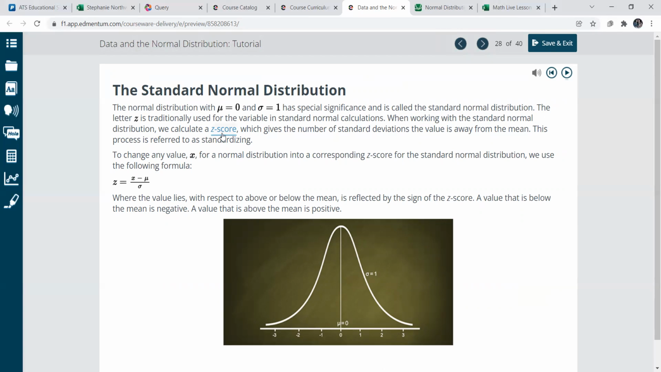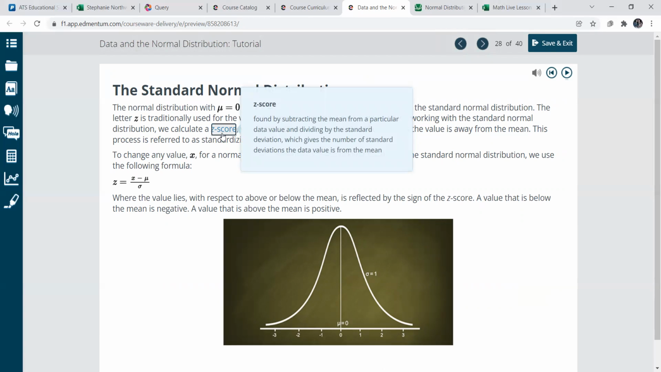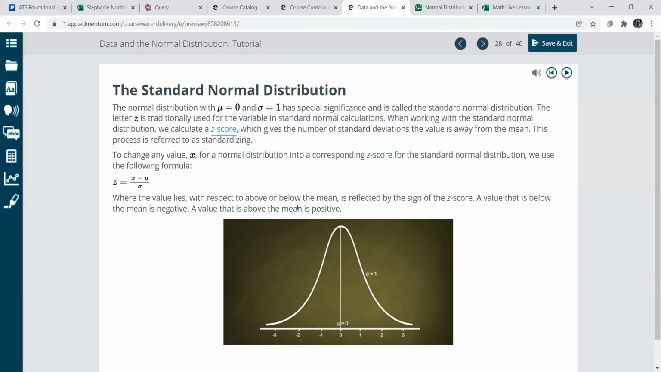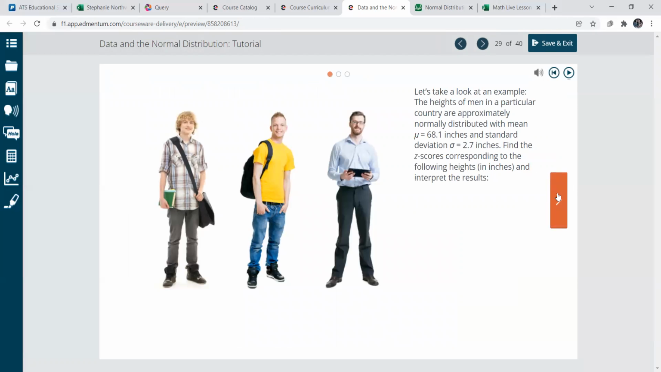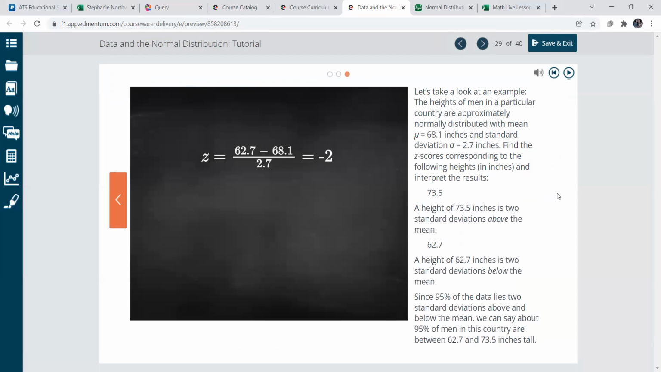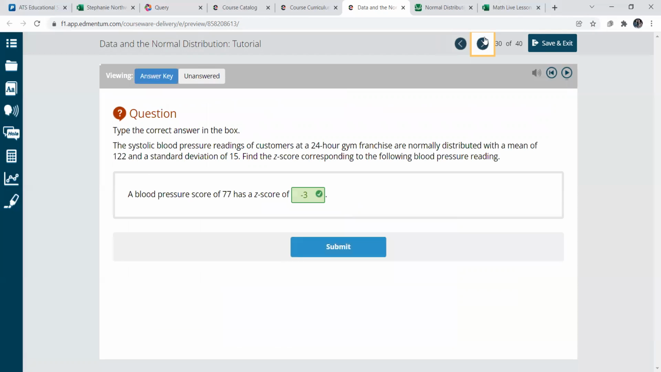Z-score is found by subtracting the mean from a particular data value and dividing by the standard deviation, which gives the number of standard deviations the data value is from the mean. Okay, this shows another example, giving you the z-scores. Now you'll see z-scores a lot too when you are doing standard deviation, and this just breaks down some of the formula and gives you a little bit more information.